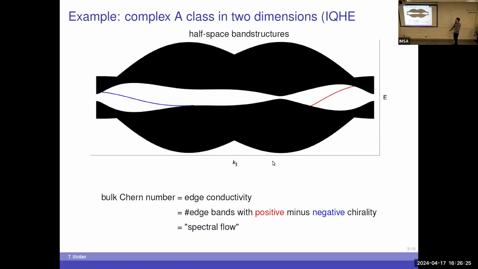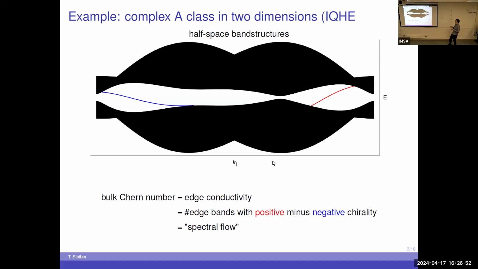And let's make this very concrete. The only example that I really want to look at and discuss is the complex class A in 2 dimensions, so the integer quantum Hall effect. What we're looking at here is some kind of half-space band structure. So we have some 2-dimensional lattice, we cut it in half, and we are only looking at one half space, but it is infinite.